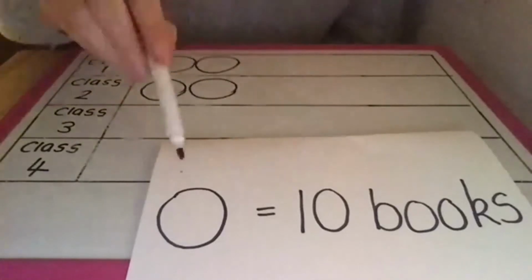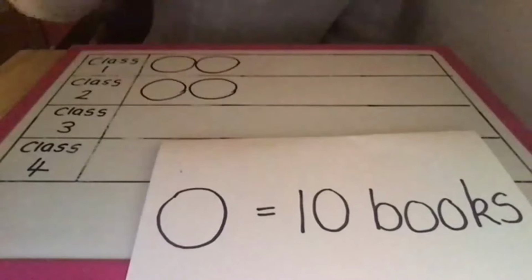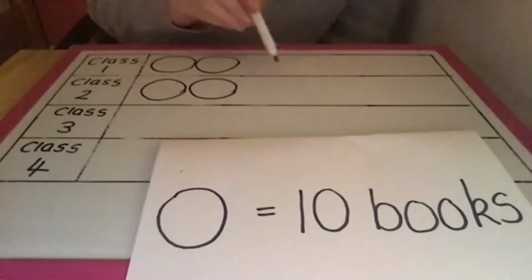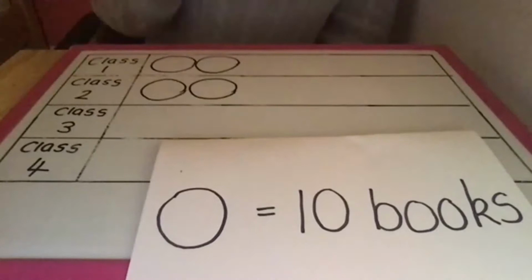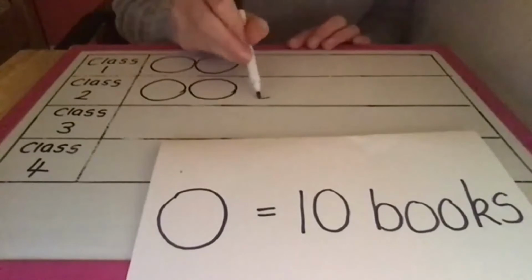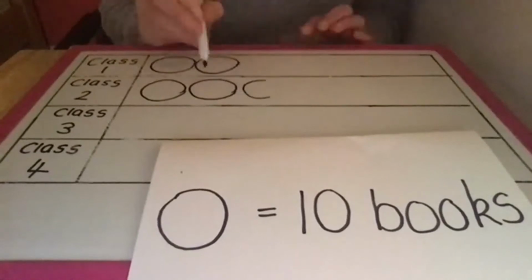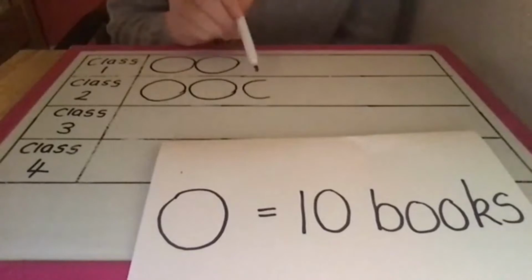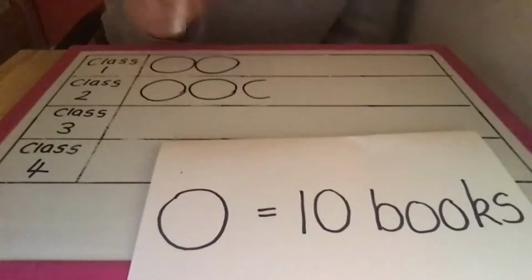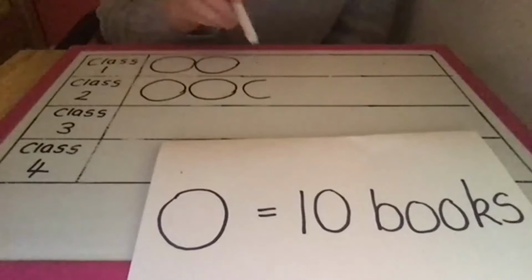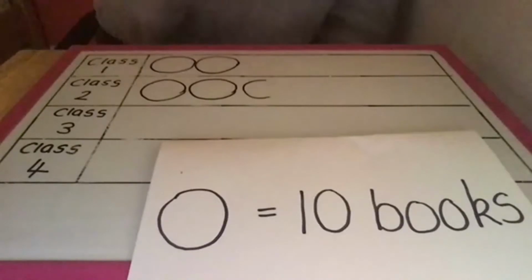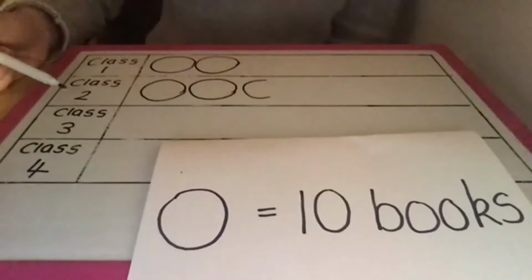So therefore, I can draw a half circle to represent my 5 books that I need here, because if I did another full circle, that would be too many books. I just need a half circle because 20 plus 5 is 25, and my half circle represents 5. So we've got 25 books here. 10, 20, 25. And that is how many books Class 2 read.